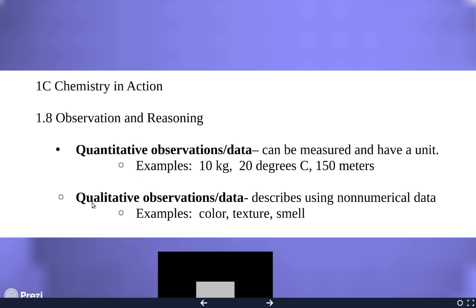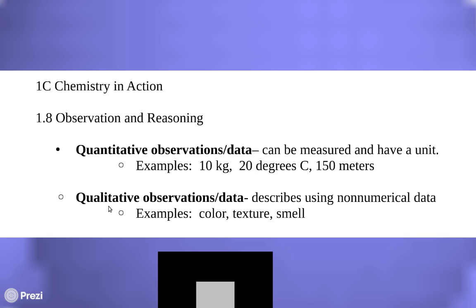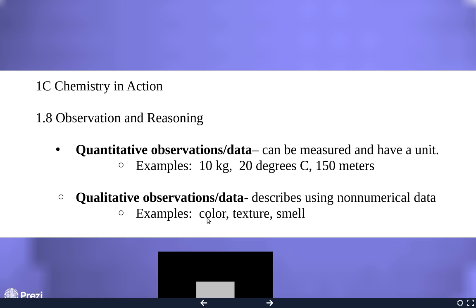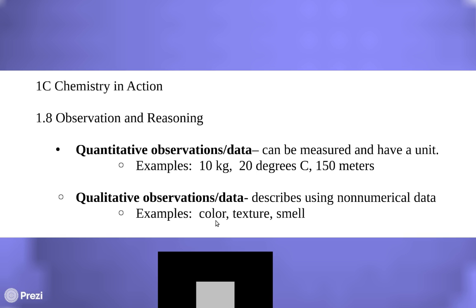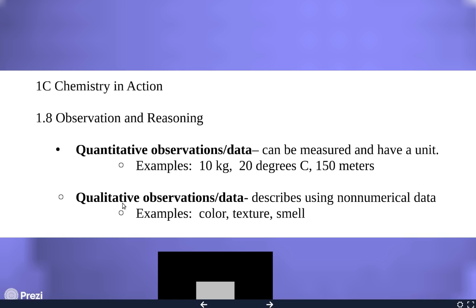And then qualitative data just describes it with non-numerical data. It just kind of gives you a feel for what you're seeing. So I could tell you something looks red. That would be qualitative. But I could also tell you the wavelength of light. That would be quantitative, giving you a length and a dimension. So qualitative just gives you something to describe it. Quantitative gives you actual measured values. Quantitative has to have a unit and some kind of number with it. Qualitative does not have a unit.